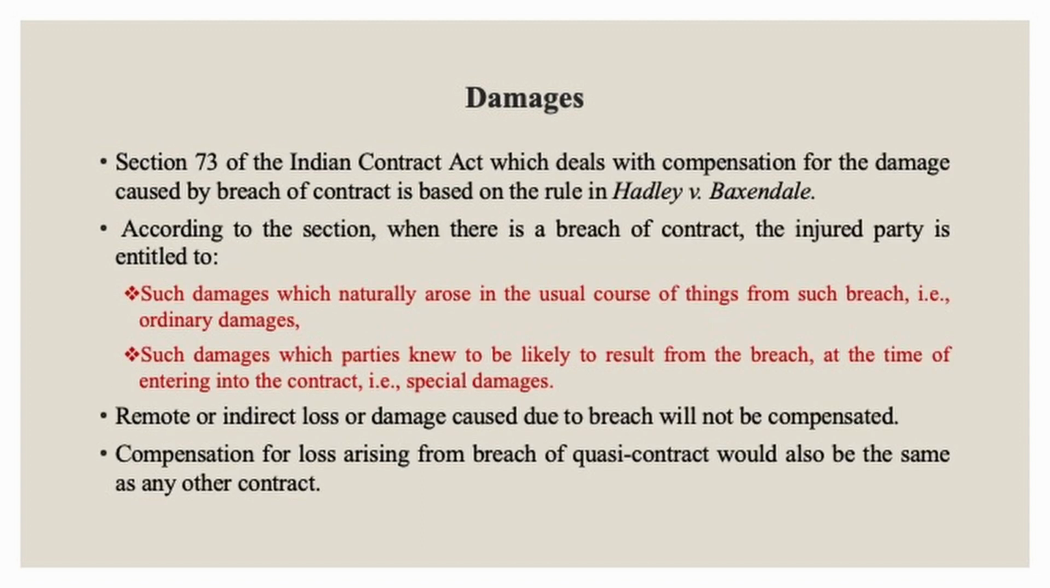Section 73 of the Indian Contract Act deals with compensation for loss suffered due to breach of contract. It is based on the rule in Hadley versus Baxendale. According to this section, when there is a breach of contract, the injured party is entitled to damages which naturally arose in the usual course of things from the breach, and to damages which the parties knew to be likely to result from breach at the time of entering into a contract. Remote or indirect loss caused due to breach will not be compensated.